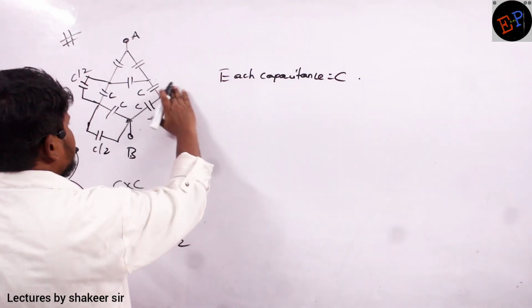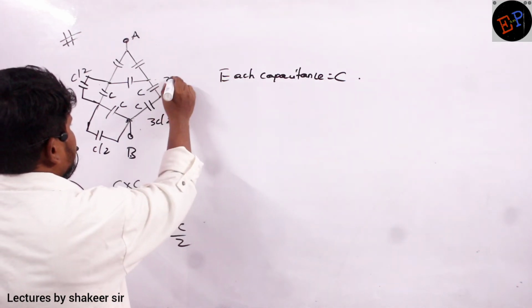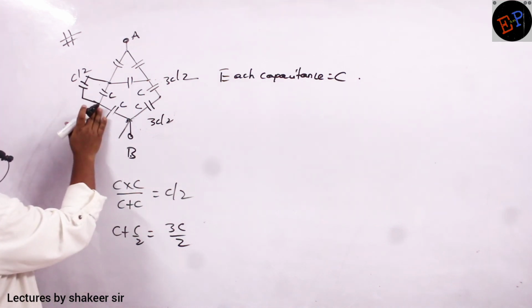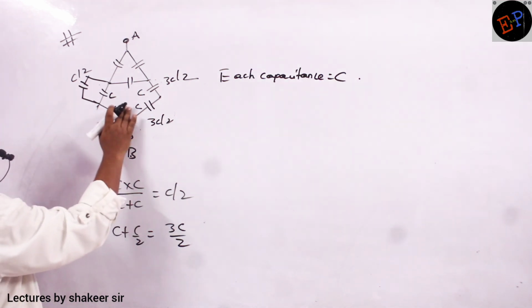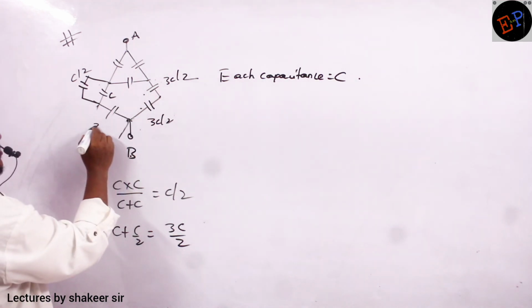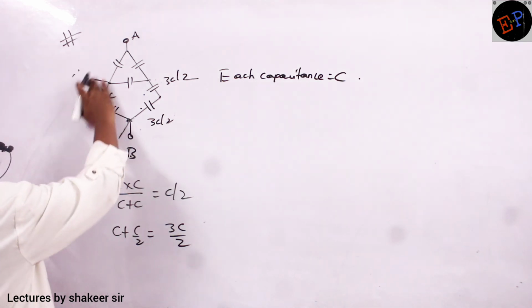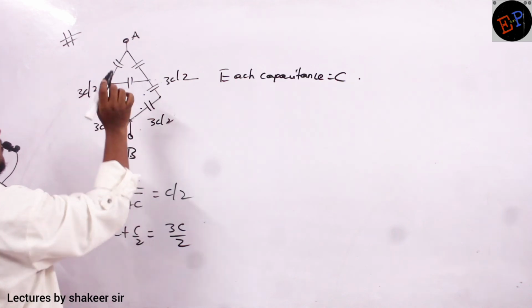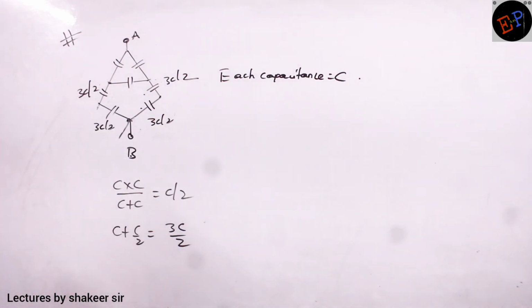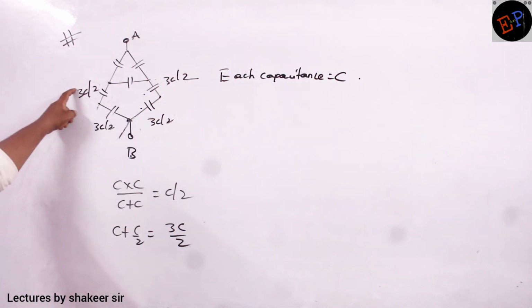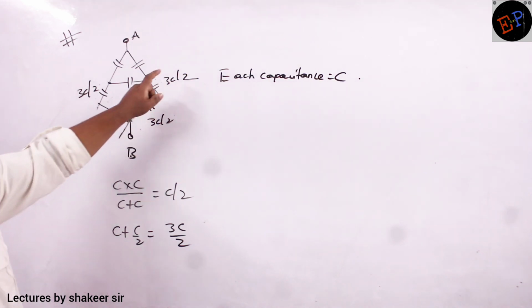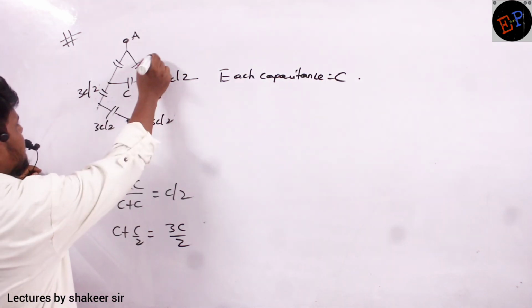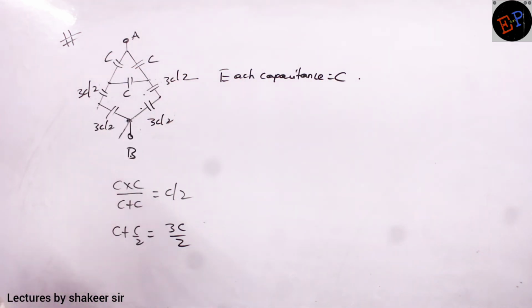So here also I will write a single capacitor of capacitance 3C by 2. So here also instead of both of them, I will write only 3C by 2. And here also instead of two capacitors, I will write 3C by 2. So this is the circuit which I got. Are you able to understand? 3C by 2, 3C by 2, 3C by 2, 3C by 2. This is C, and this is also C. Fine up to here? Now see.